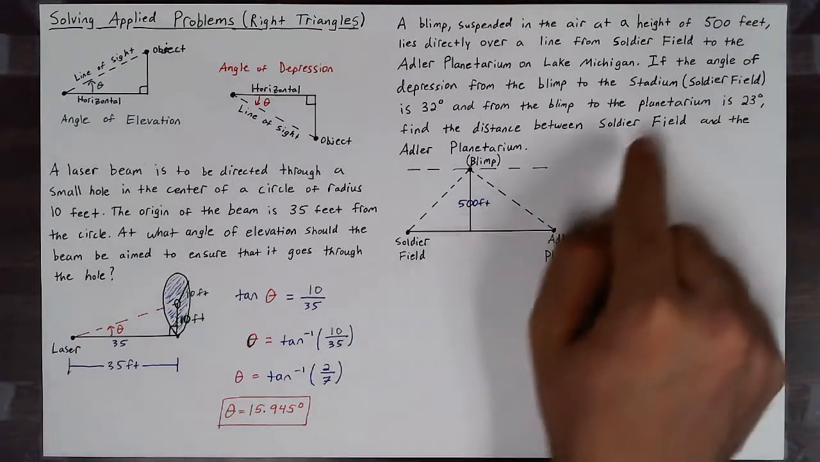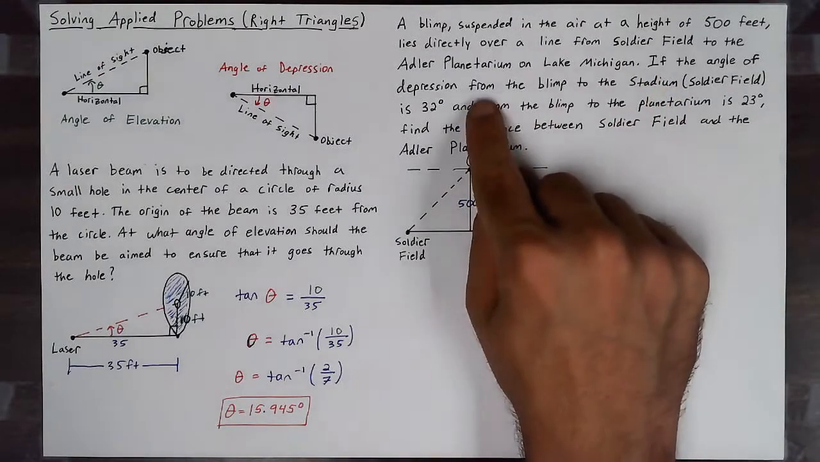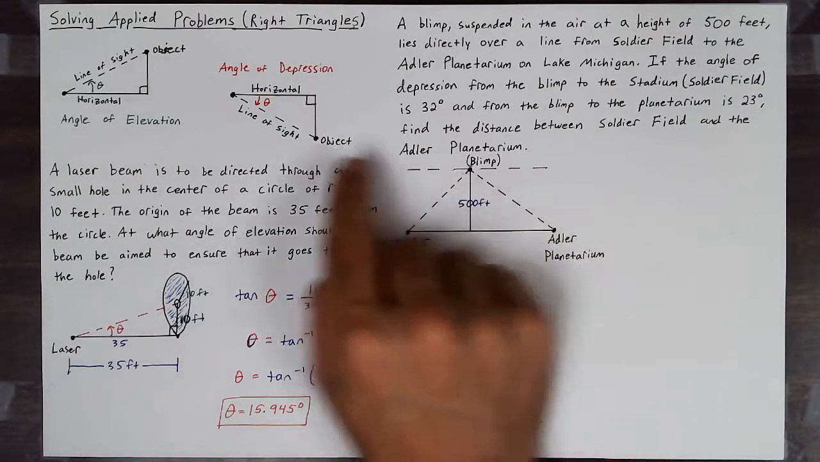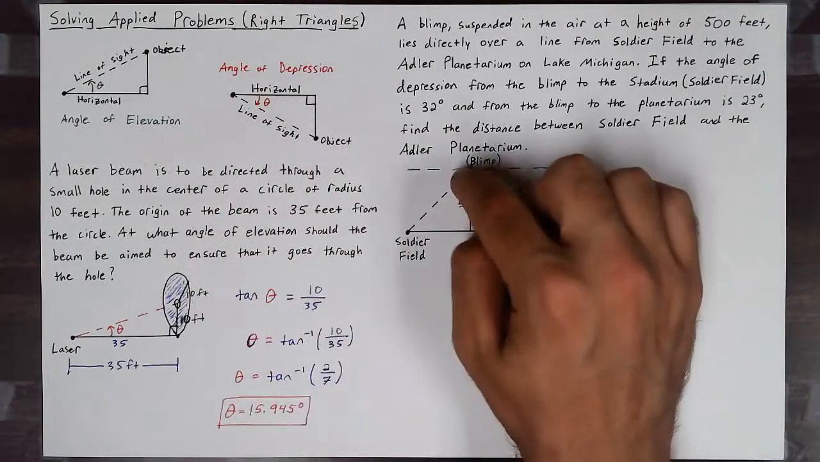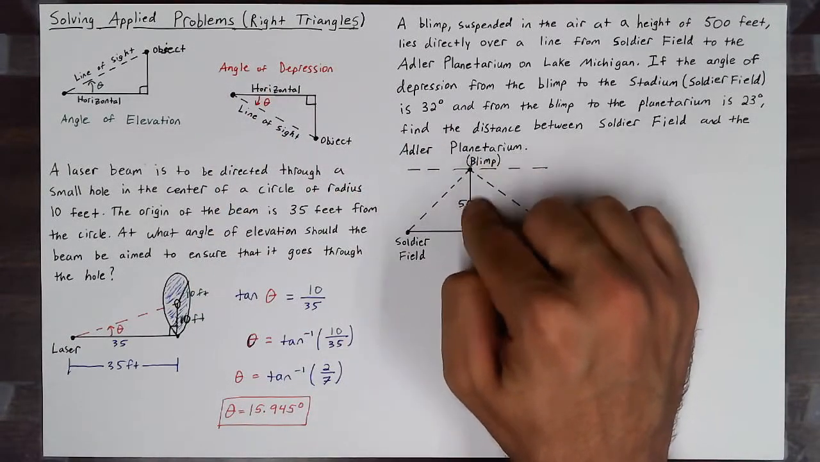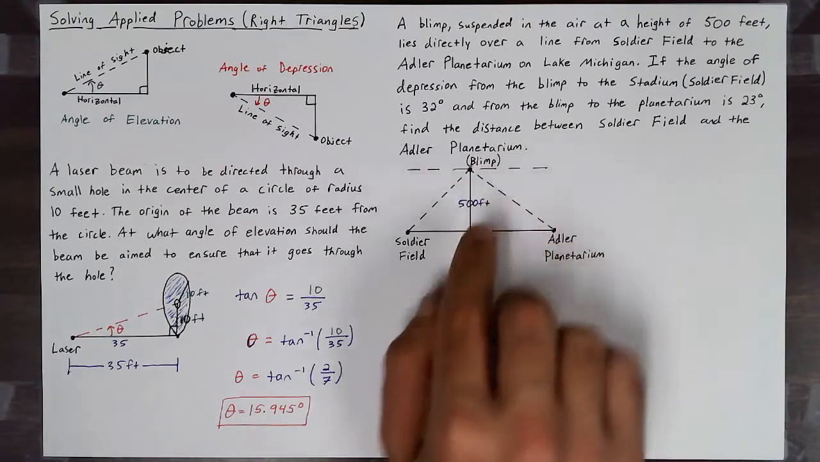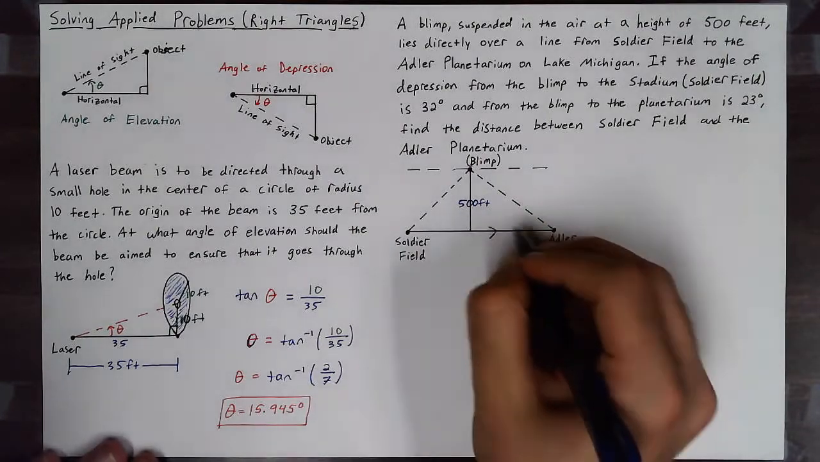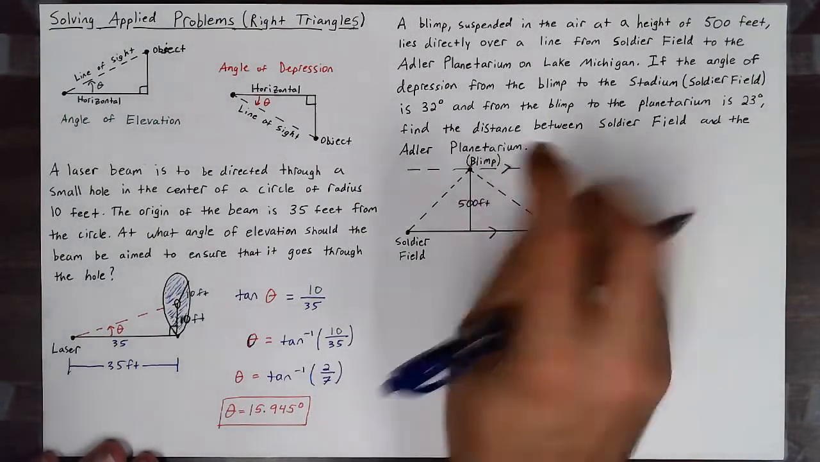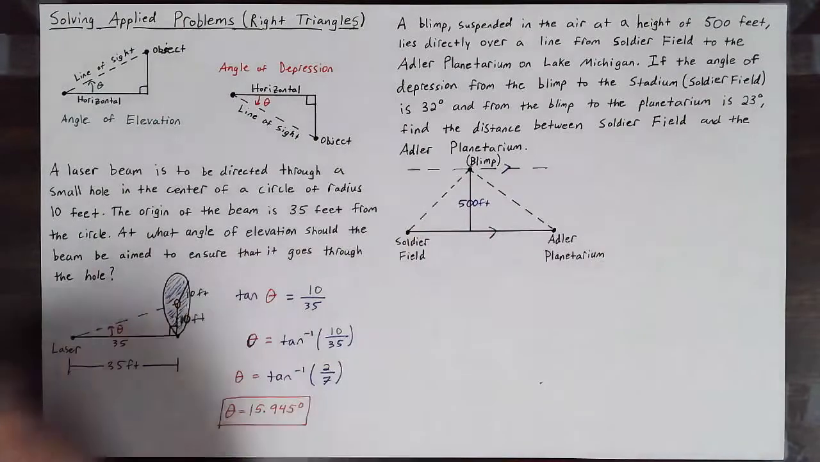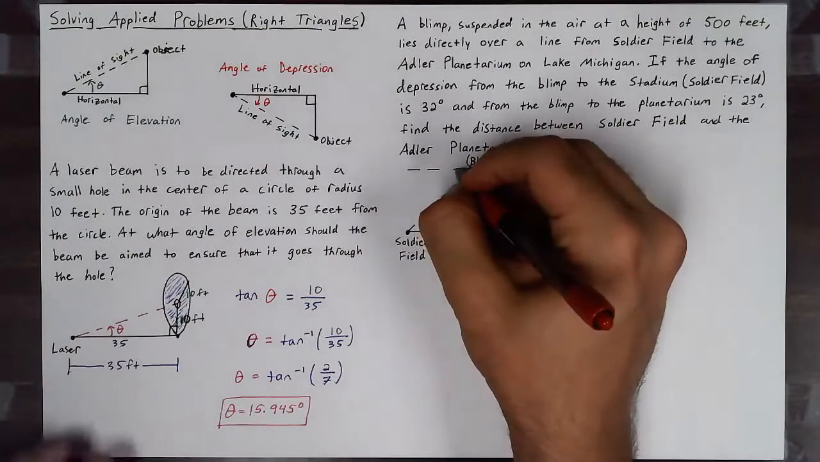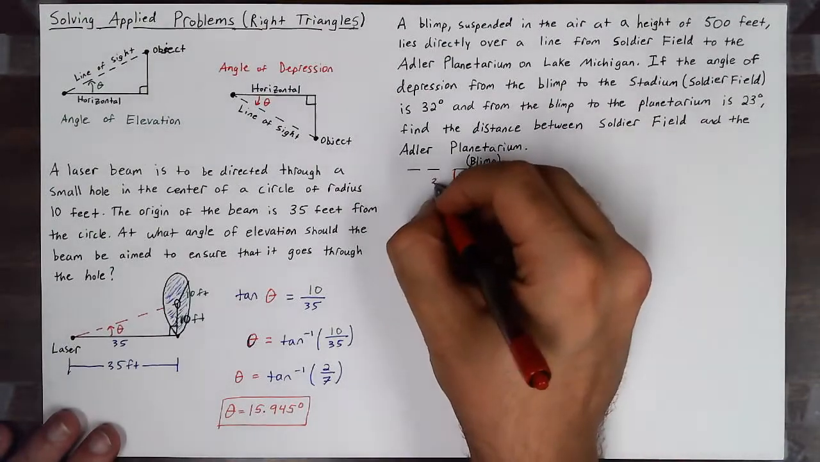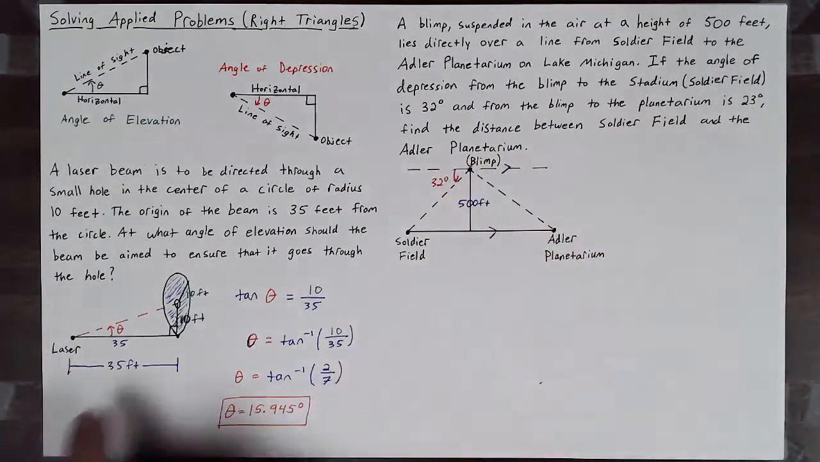Now, if the angle of depression from the blimp to the stadium is 32, so again, angle of depression always comes off of a horizontal. So you can't make the angle over here with this vertical line because you can't use a vertical. So if I make a parallel line with the ground, which is usually a horizontal. Here's my horizontal, and I'm having my angle of depression be 32 degrees. So that's where that angle would be, the angle of depression.